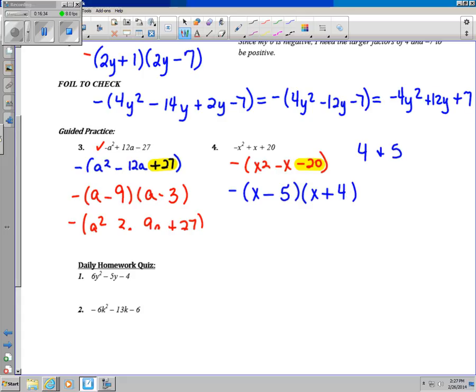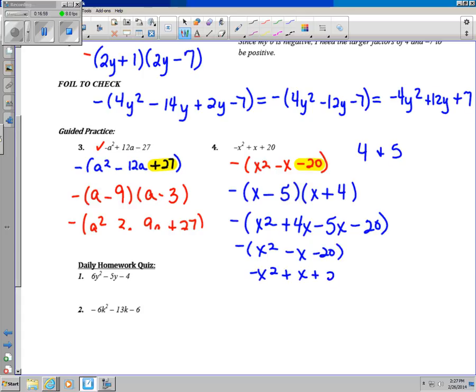Okay? FOIL to check. X squared. X times 4 is positive 4x. Negative 5 times x is negative 5x. Negative 5 times 4 is negative 20. Combine like terms. Redistribute my negative. And I come up with what I started with.